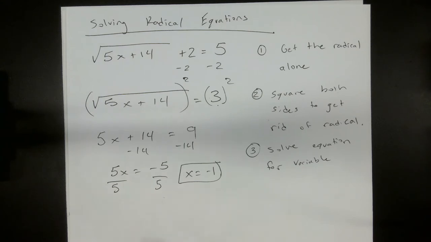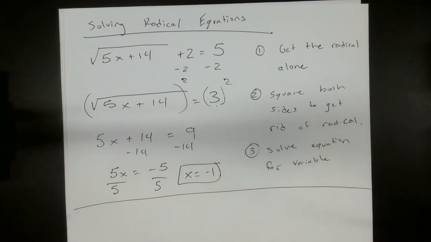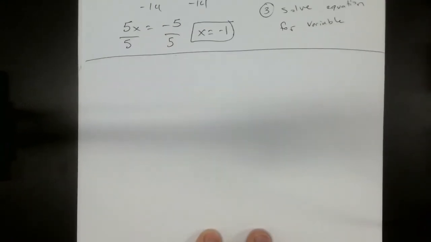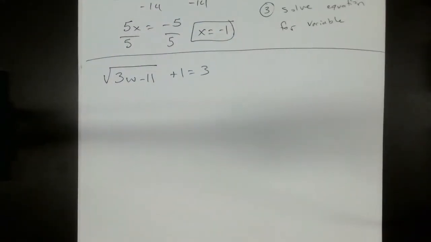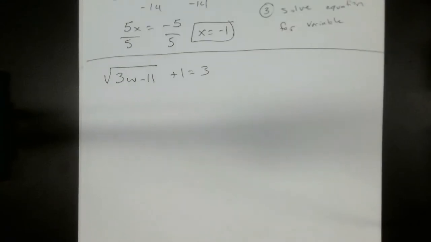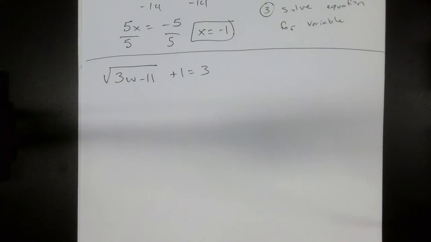All right, now that everyone has all the steps down to be able to solve a radical equation, now we're going to solve them without a bunch of steps. Okay, Dexter, what do we do first? Step number 1 inside your journal. What did you write down?